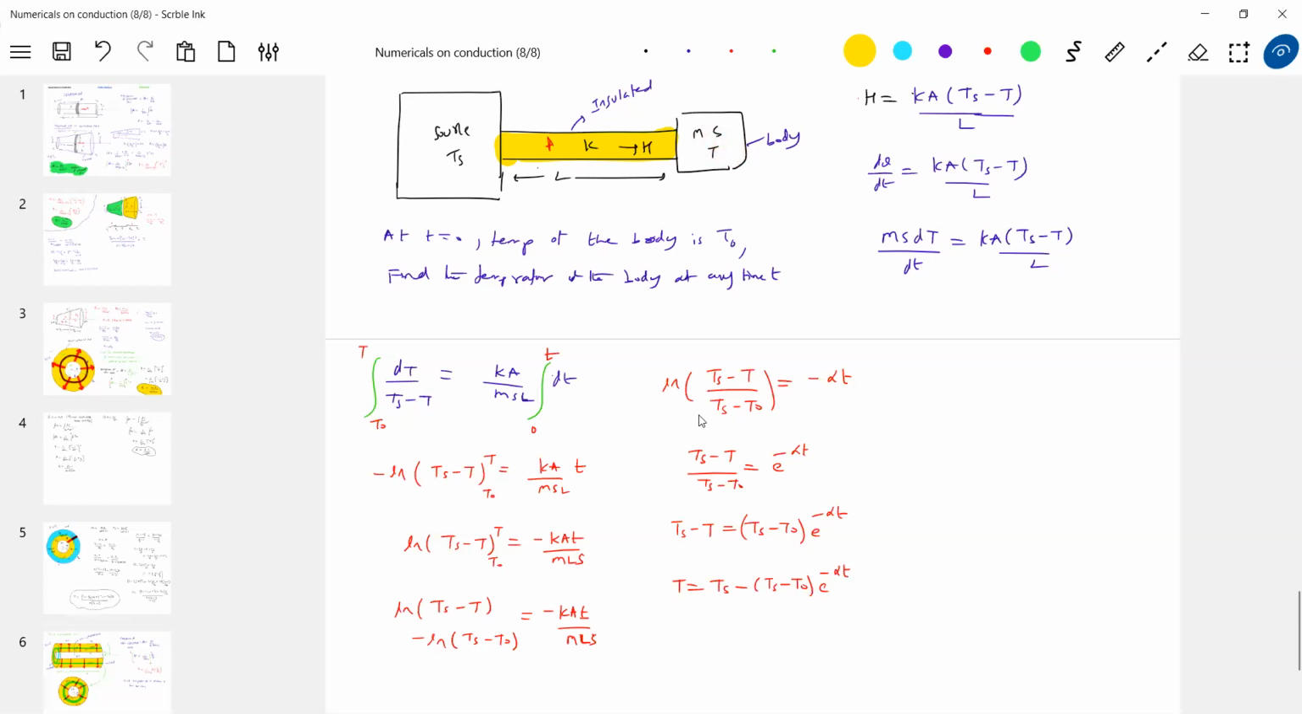At T equal to 0, what was the temperature of the body? T naught. Put T equal to 0, this will become 1. Ts minus Ts plus T naught will be T naught. Okay, justified. After getting the answer, you should check for validity, meaning, did I apply limits properly? What is this that we have brought? Temperature of the body.